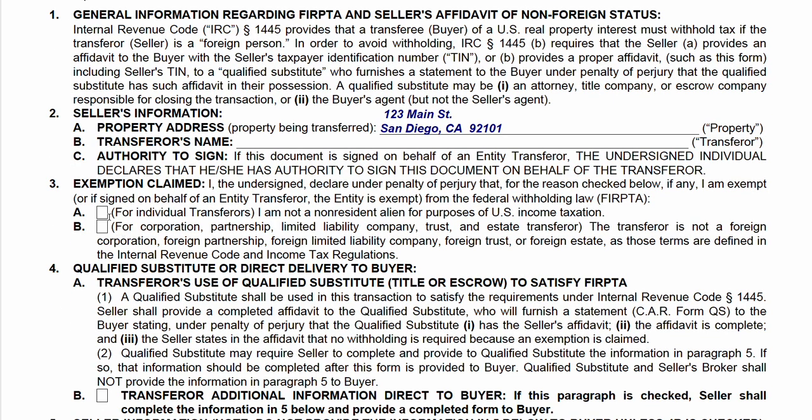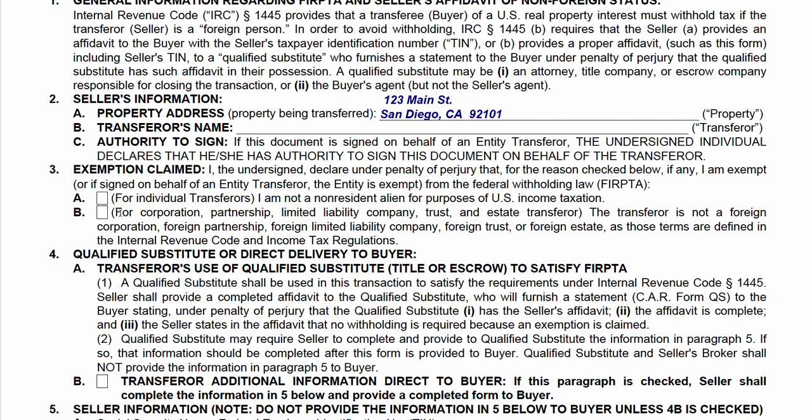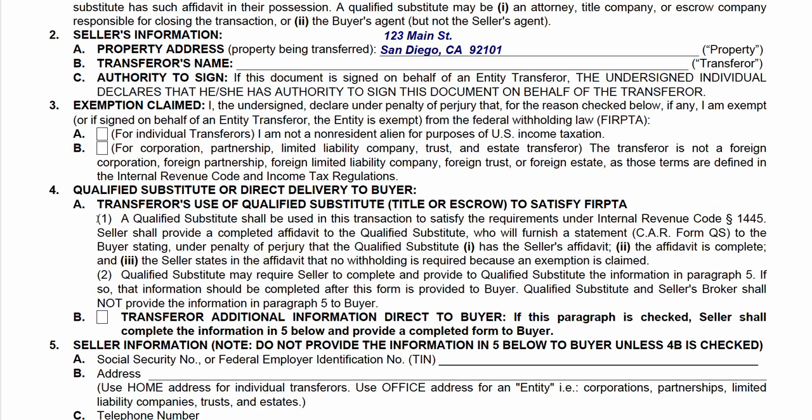One of these boxes has to be checked. If it's not, this form is incomplete and useless. But that's not the mistake that most agents make. I'll show you where they make the mistake.